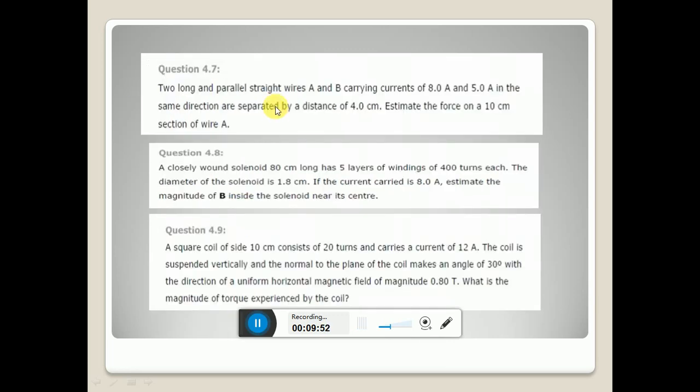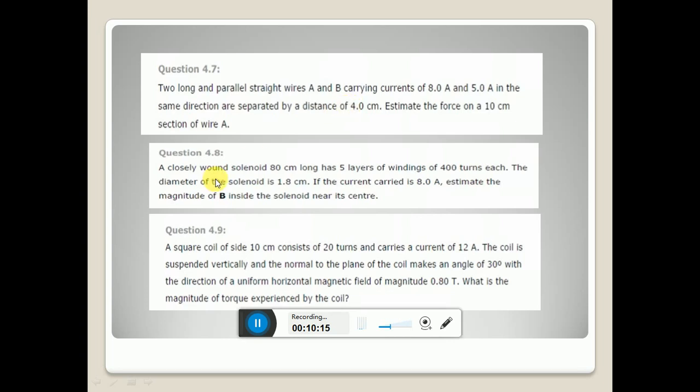Seventh one, two long and parallel straight wires A and B carrying currents of 8 amperes and 5 amperes in the same direction, separated by a distance of 4 centimeters. Estimate the force on a 10 centimeter section of wire A. So here we have to apply the equation for force between two straight parallel current carrying conductors.